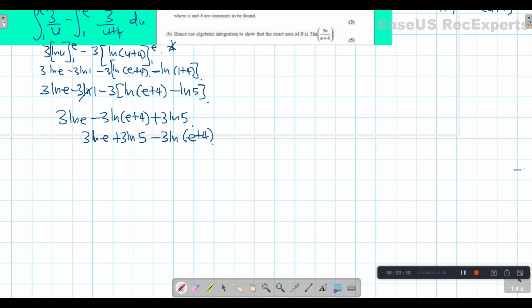So let's bring 3 ln e and 3 ln 5 together, minus 3 ln e plus 4. So these two, e and 5, I can multiply. So take out 3 ln e. So let's multiply. It gives you 5e, 5 times e, and then minus, which is divide by e plus 4. And rather than writing it like this, we can write it as 3 ln bracket 5e over e plus 4. And that's the answer they wanted.